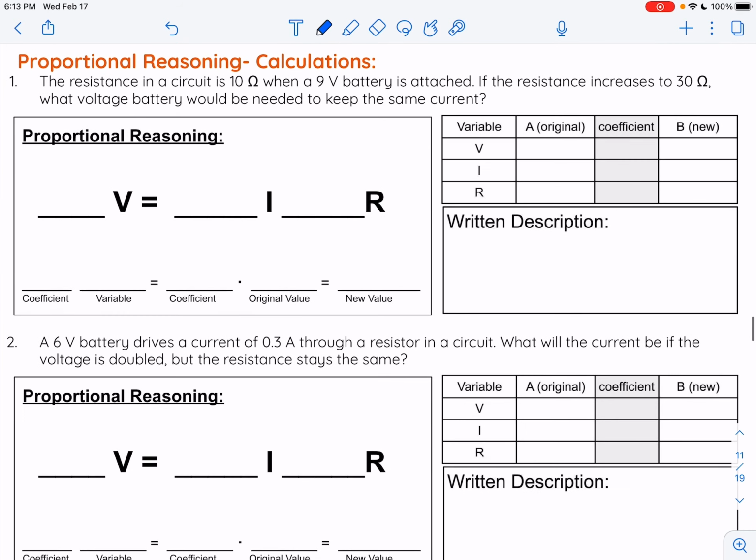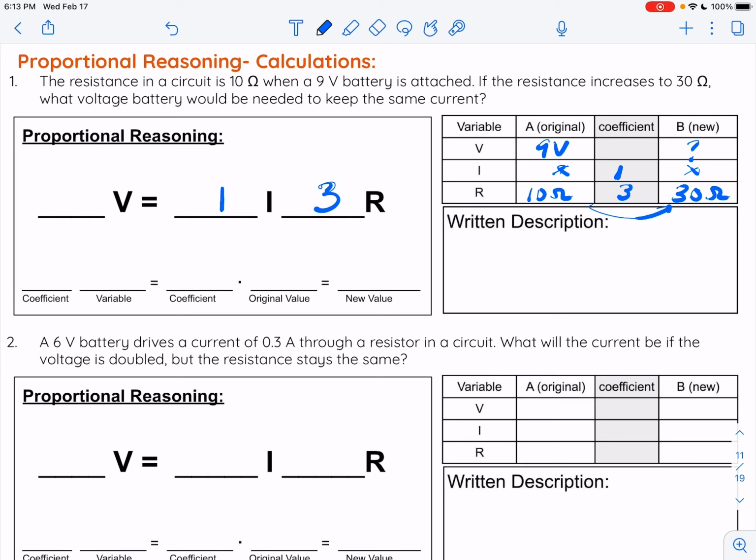Okay, so these calculations, in case you missed it or need to watch it again: the resistance in a circuit is 10 ohms, so that's the original, when a 9-volt battery is attached. If the resistance increases to 30 ohms, what would be the new voltage? And we're keeping the current the same. So we really don't care what it is, we just care that it's the same, so that's going to get a 1. 10 to 30, that's going to get a 3. This current gets a 1 because it's the same.